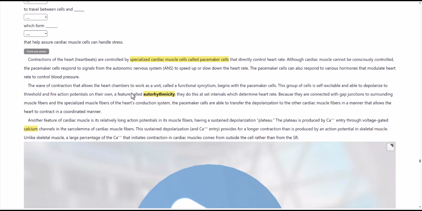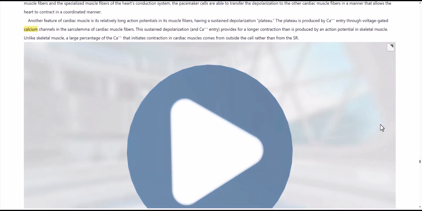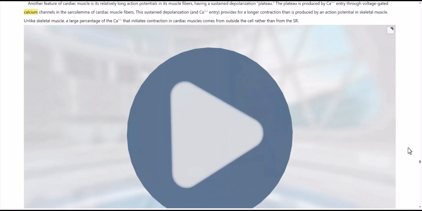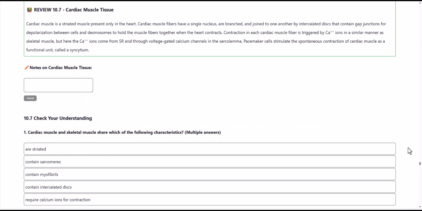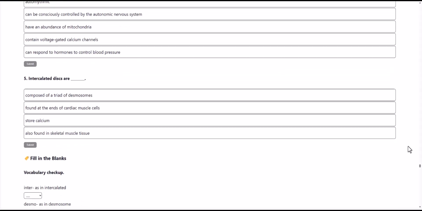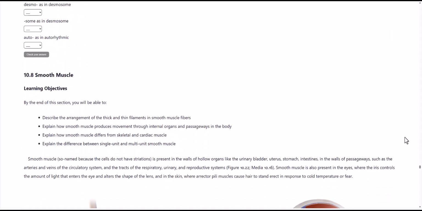And then thirdly and lastly, you know that calcium is incredibly important in muscle contraction, and that is no different here in cardiac muscle. We need lots of calcium to do the work of muscle contraction. And that brings us to the end of cardiac muscle. Very quick review of that tissue, a few questions for you to answer, and then we're going to jump down to smooth muscle, 10.8. Again, your job is to be comparing and contrasting these tissues.